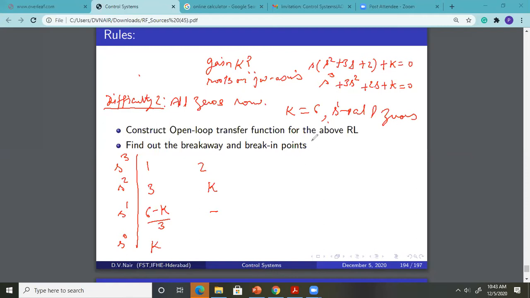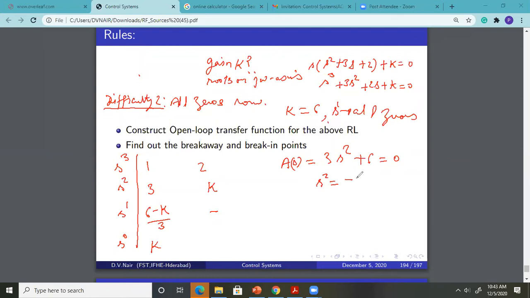Now for all zeros row, what do we do? We construct the auxiliary equation. What is the auxiliary equation? The row just above the all zeros row leads us to the auxiliary equation. And what is that? It will be 3s square plus k, where k is 6, equal to 0. This is the auxiliary equation, right? And what will be its solution here? Solution of this auxiliary equation will be what?